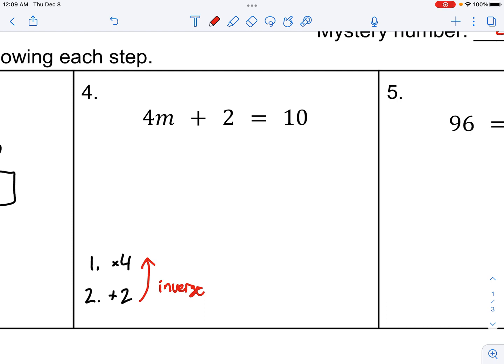So I'm going to do the inverse of adding 2, which is subtracting 2. And what I do on one side, I have to do to the other side. So I get 4m is equal to 8. And now I want m by itself. I need to do the inverse of multiplication, which is division by 4. What I do to one side, I have to do to the other side to keep it equal. M equals 2.